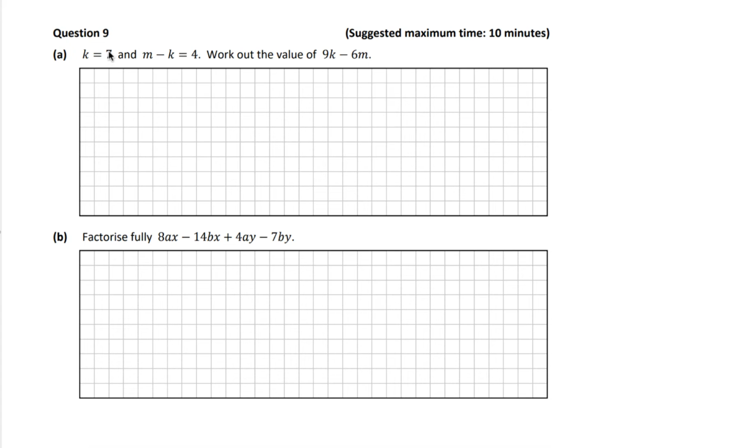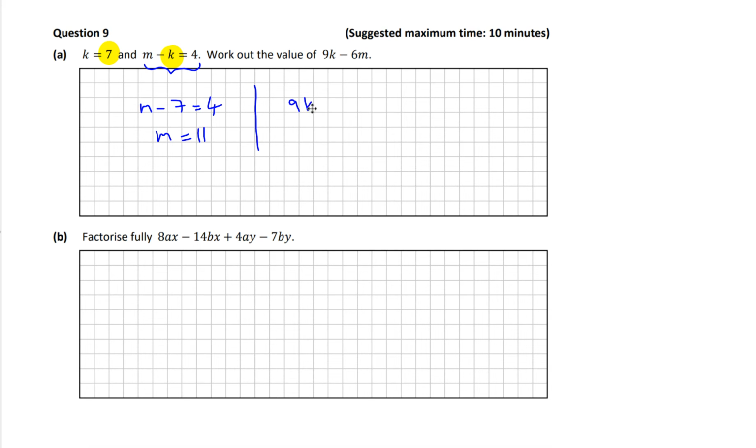What we can do with that k value, 7, is we can put that in here instead of that k, and that will help us to find m. So just looking at this equation here, m minus k, well k is 7, is equal to 4. So if m minus 7 is equal to 4, that means m must be 11. So now we know that k is 7 and m is 11.